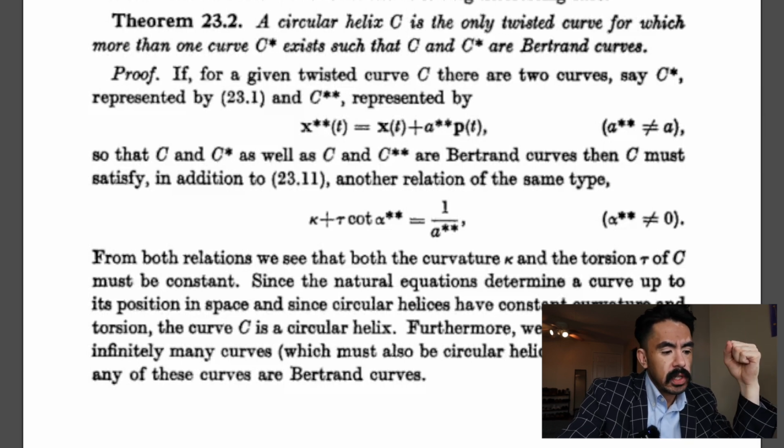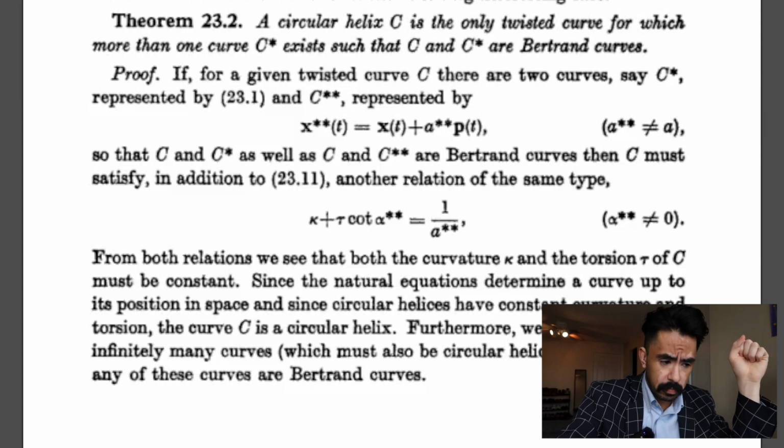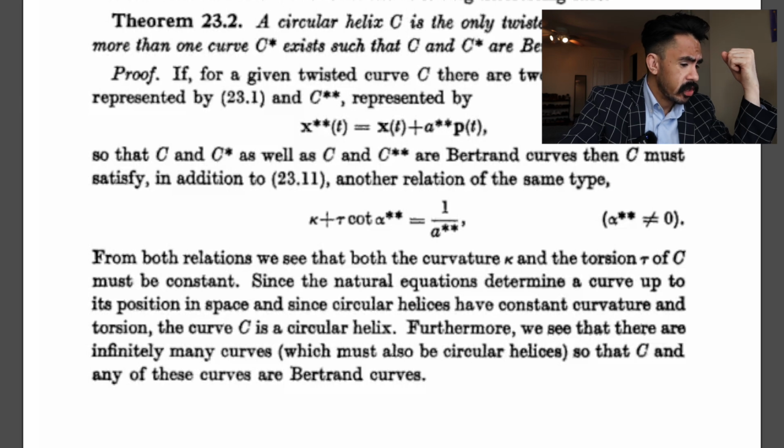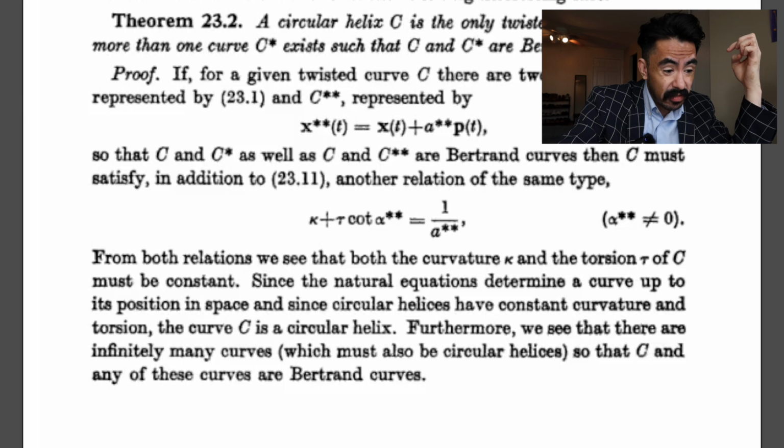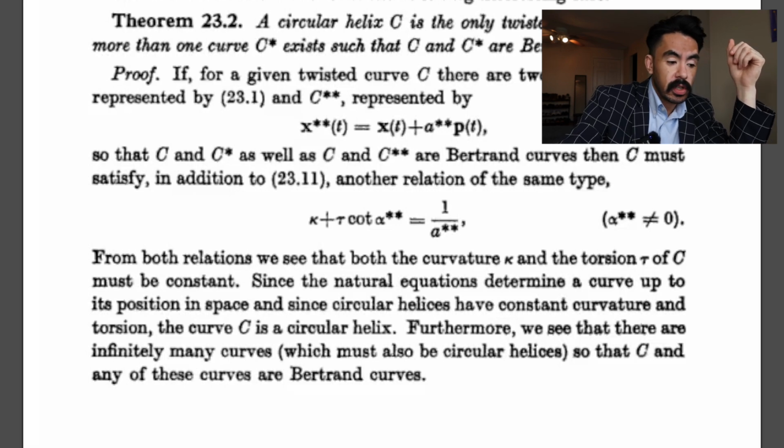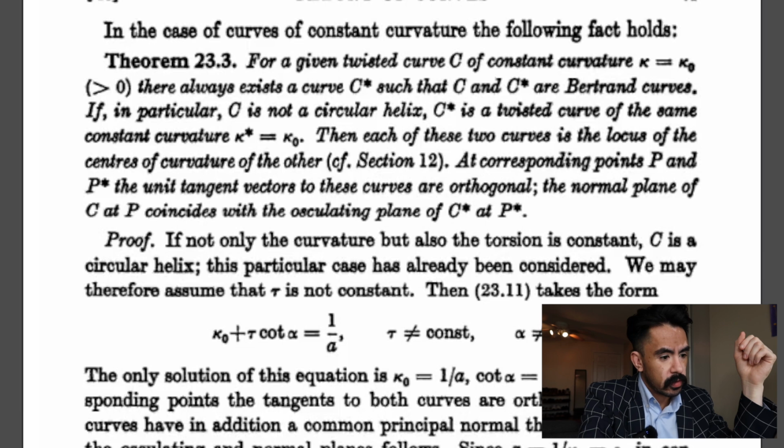From both the relations, we see that both the curvature kappa and the torsion tau of C must be constant. Since the natural equations determine a curve up to its position in space, and since circular helices have constant curvature and torsion, the curve capital C is a circular helix. Furthermore, we see that there are infinitely many curves, which must also be circular helices, so that C and any of these curves are Bertrand curves.